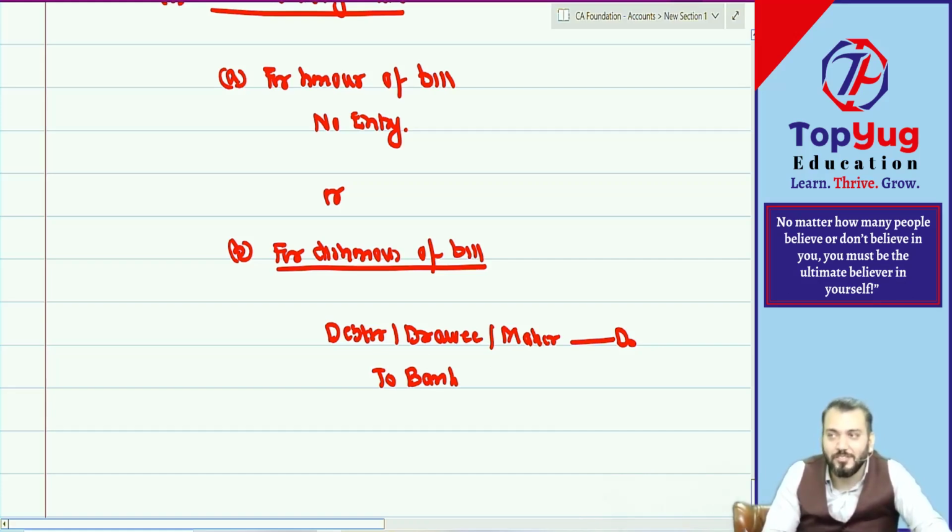9750 or 10,000? How many are saying 9750? They are wrong. It's 10,000. Otherwise it will be a loss to the bank. Then why has the bank done this?